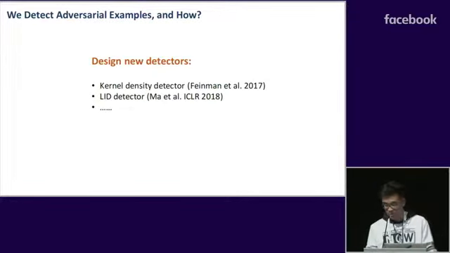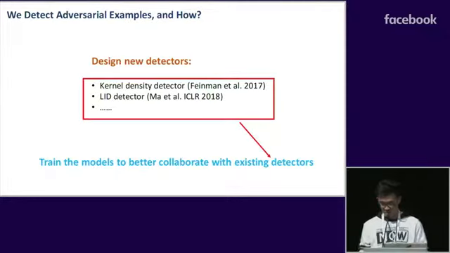So in this paper, we propose a method to detect adversarial examples. Most of the work on detection of adversarial examples is to design new detectors, for example, the kernel density detector or the LID detector. But instead, we propose a new training method to make the models better collaborate with existing detectors.